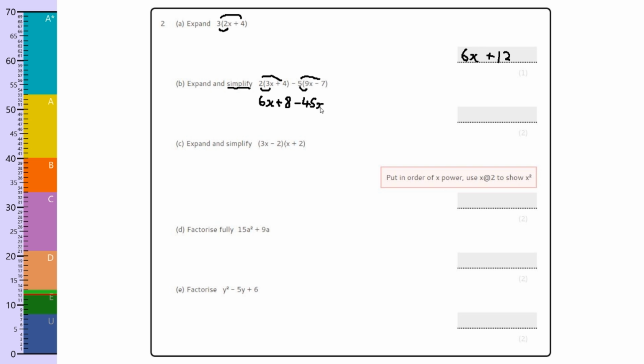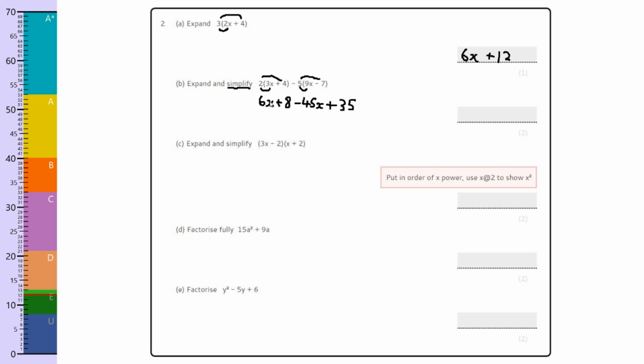Now, this is the one that trips people up. They think it's just going to be 5 times minus 7, which is minus 35. But we know it's minus 5 times minus 7. 2 minuses make a plus. And then 5 times 7, which is 35. So be careful with that minus there. That minus belongs to the 5 there. Okay, let's finish this off.